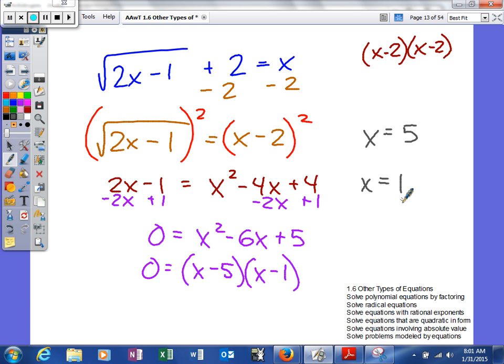Now, like I showed you earlier, you need to make sure that you check your answers. So when I plug 5 in, this will give me 10 minus 1 is 9. The square root of 9 is 3, and 3 plus 2 is 5. So as you can see, that one works. When I plug in 1, I get 2 times 1 is 2, minus 1 is 1. The square root of 1 is 1. 1 plus 2 is 3, not 1. So this is actually an extraneous solution. So even though I found 2, only 1 works when I plug it back in.